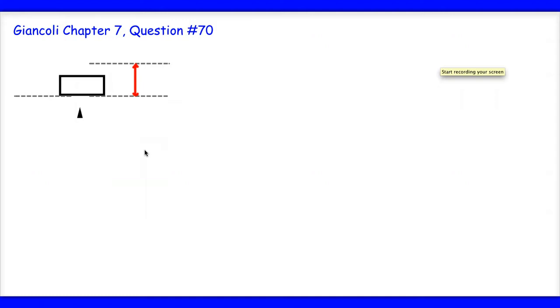I'm going to use kinematics. I think that's the easiest way. So I'm going to start this problem by solving it in two parts. Part number one is going to be dealing with the inelastic collision.